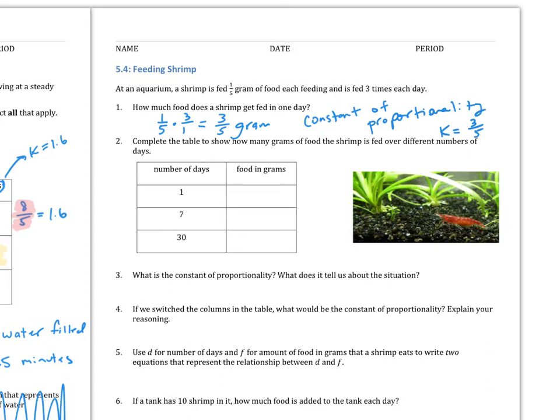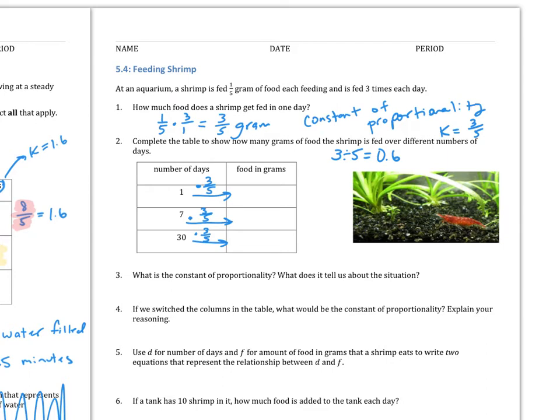So it says complete the table. That means I'm going to multiply by 3/5 every time. And when I do this on my calculator, all I'm going to do is 3 divided by 5, and that equals 0.6. And then I'm going to take that and multiply by each of these numbers. So go ahead and pause the video and do that.